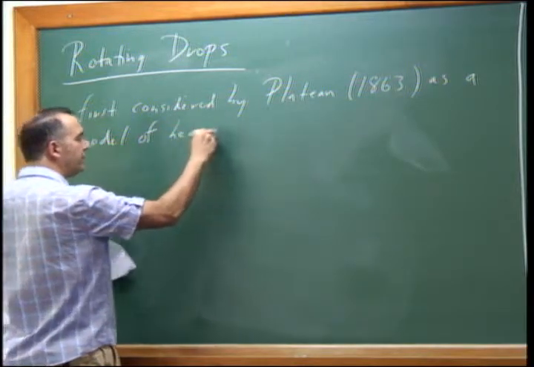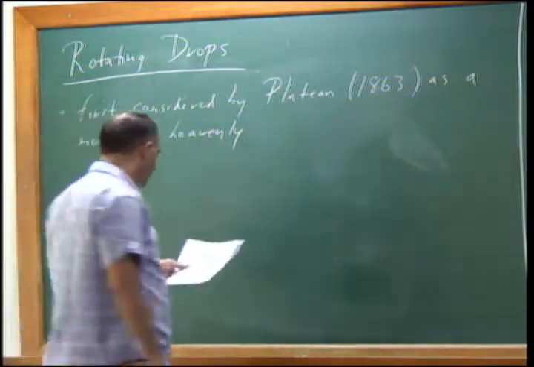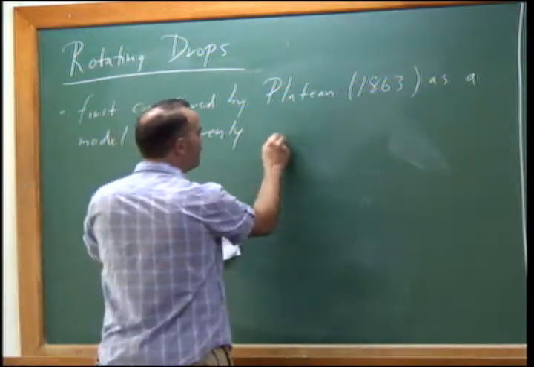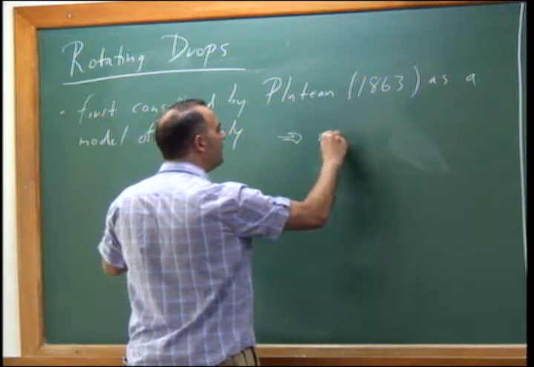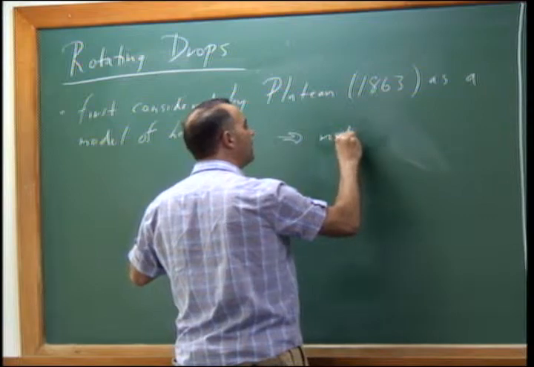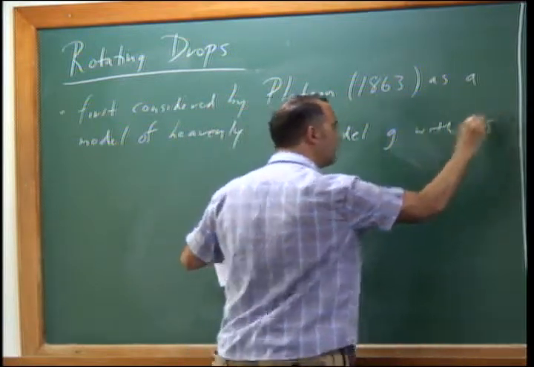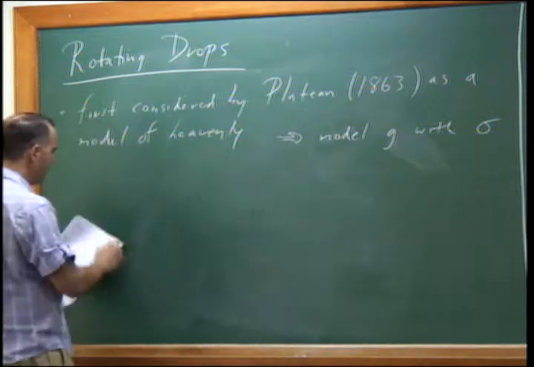Okay, so he was interested in the shape of celestial bodies, so the sun, the planets. You're basically modeling self-gravitation with surface tension. Okay, so rotating heavenly bodies.